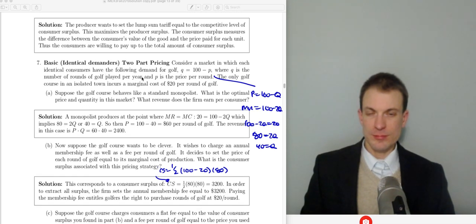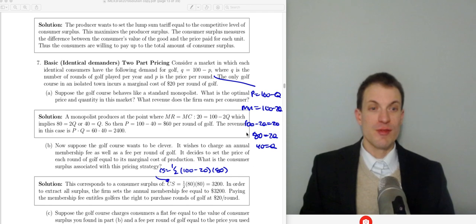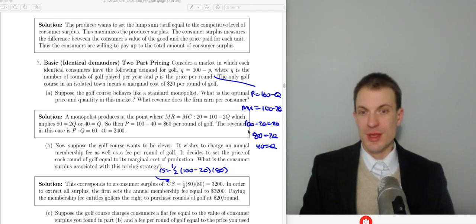Okay, here's the next one. Consider a market in which identical consumers have the following demand for golf. Q is equal to 100 minus P. So my inverse demand is P equals 100 minus Q. Marginal revenue then would be 100 minus 2Q. If I'm just solving for the single price monopoly outcome, it would be 100 minus 2Q equals 20, or 80 equals 2Q, or Q equals 40.